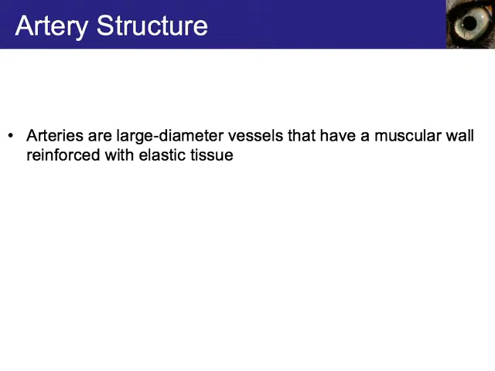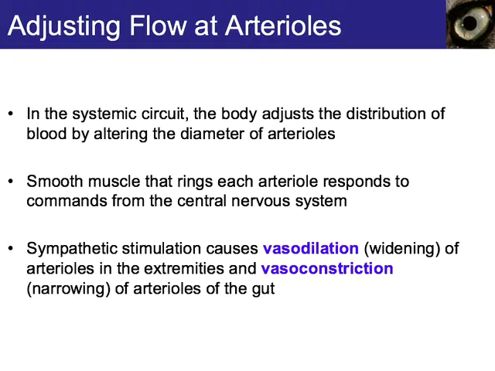Arteries are large diameter vessels that have a muscular wall reinforced with elastic tissue. So think of them as like very stretchy tubes. In the systemic circuit, the body adjusts the distribution of blood by altering the diameter of your arteries. Smooth muscle that rings each artery responds to commands from the central nervous system. So your central nervous system might tell your arteries to expand more or contract based on the needs of where blood needs to go in your body.